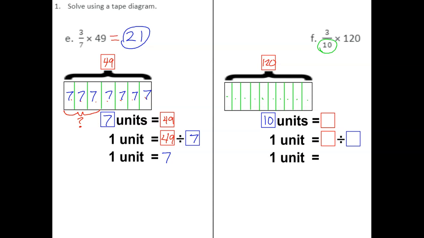So if 10 units equals 120, then 1 unit is going to equal 120 divided by 10. This goes back to module 1, lesson 1, where we're dividing base 10 numbers. So I have 12 tens, 120 is equal to 12 tens divided by 10. So what I'm going to do is simply draw my place value chart.